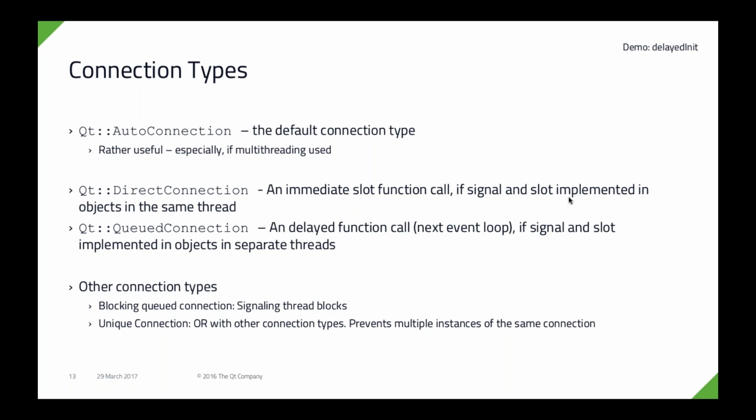We have a couple of other connection features as well. Every time you create a connection, it's added to an observer list, and if you create a connection multiple times, you'll have 2 instances of that connection, and the slot will be called twice. You can use the unique connection value, Qt unique connection, to make sure that the connection is unique every time.